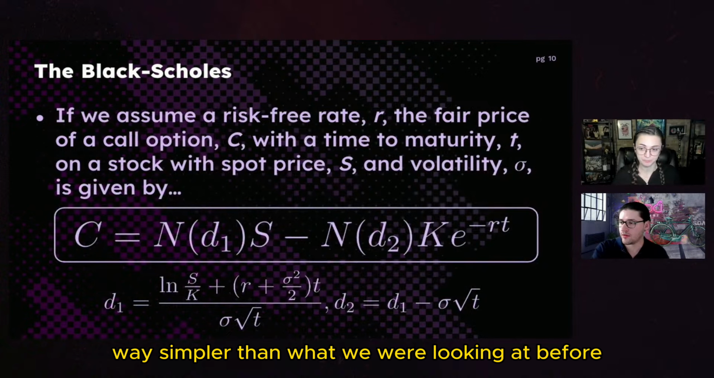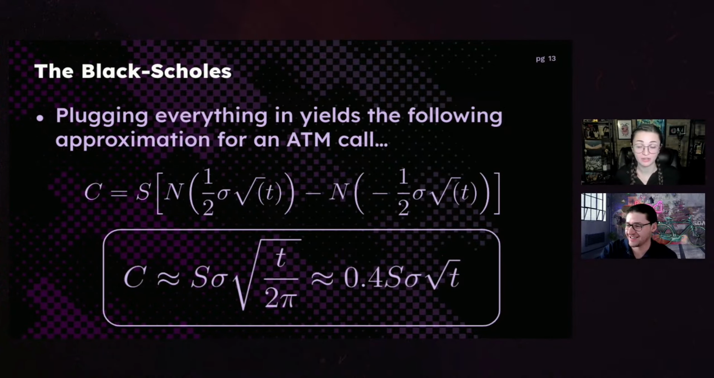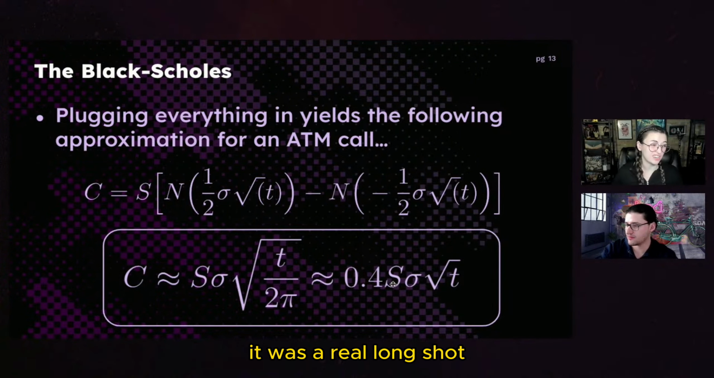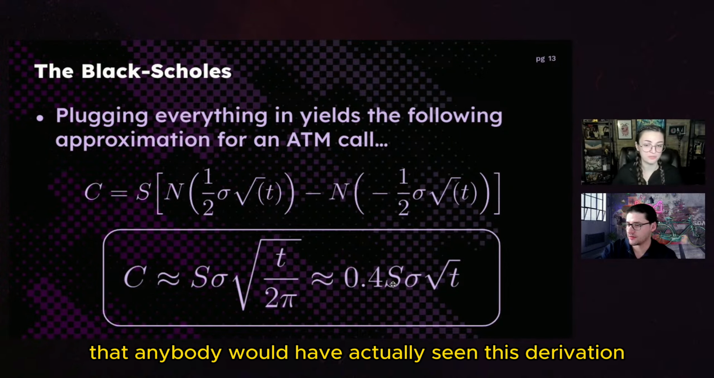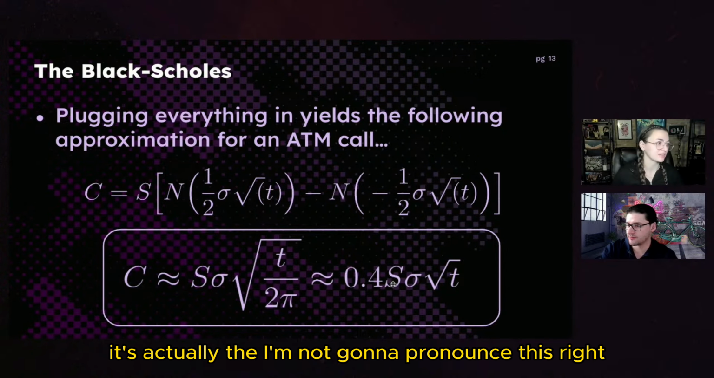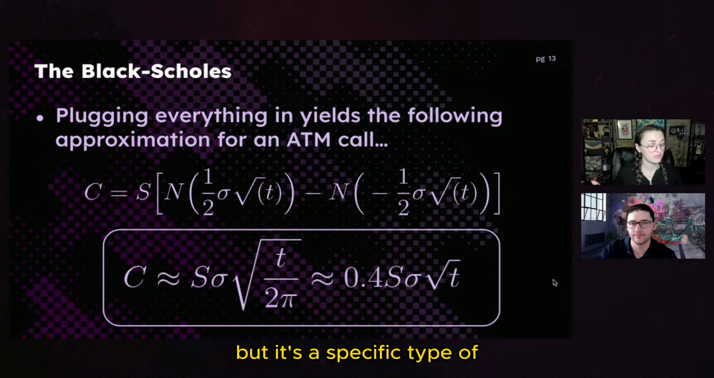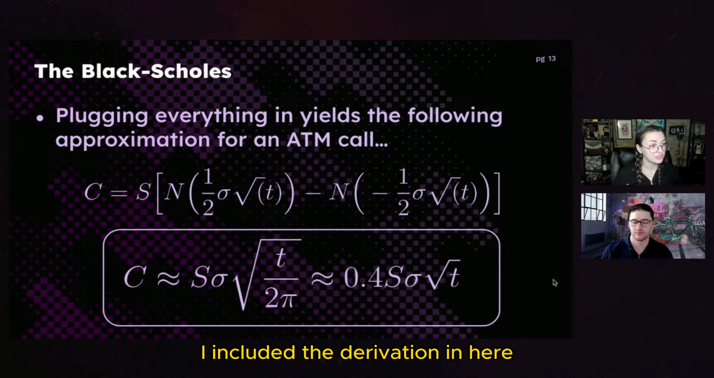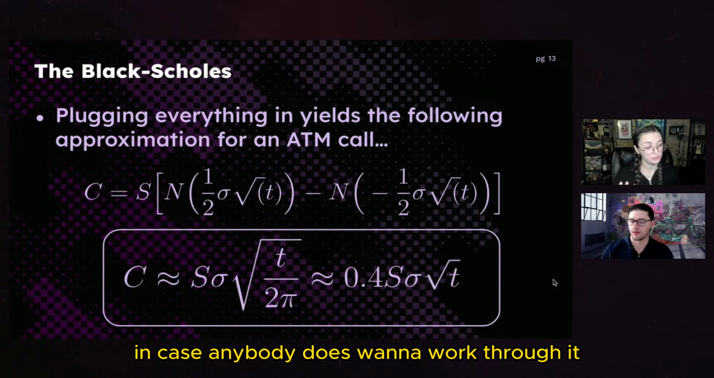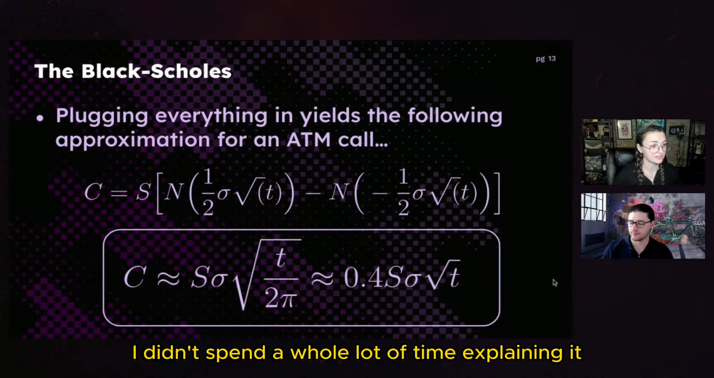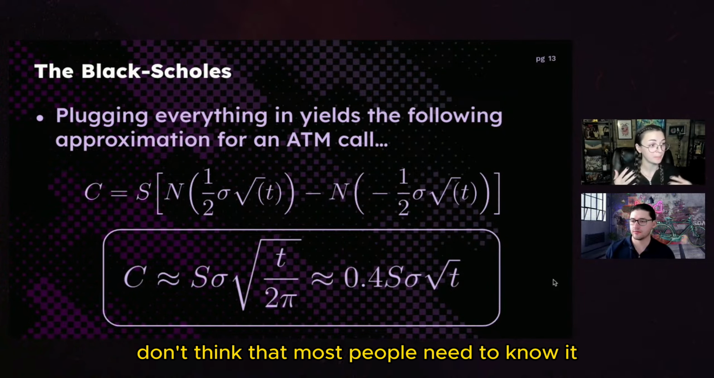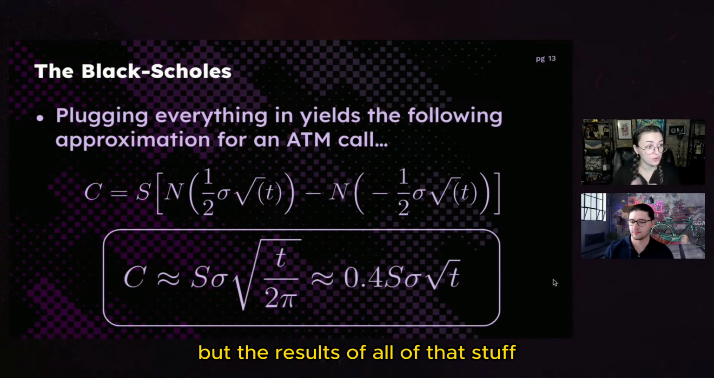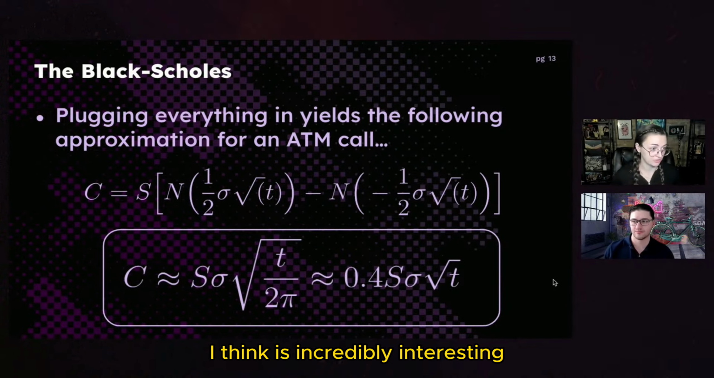I put the derivation in here because some people might find it useful, and I honestly didn't want to spend a whole lot of time on it. It was a real long shot that anybody would have actually seen this derivation before or heard of it. It's a specific type of approximation that we were talking about yesterday on the show. I included the derivation in case anybody does want to work through it. I didn't spend a whole lot of time explaining it because I honestly don't think that most people need to know it. If you want to go look through it, you can, but the results of all of that, I think, are incredibly interesting.